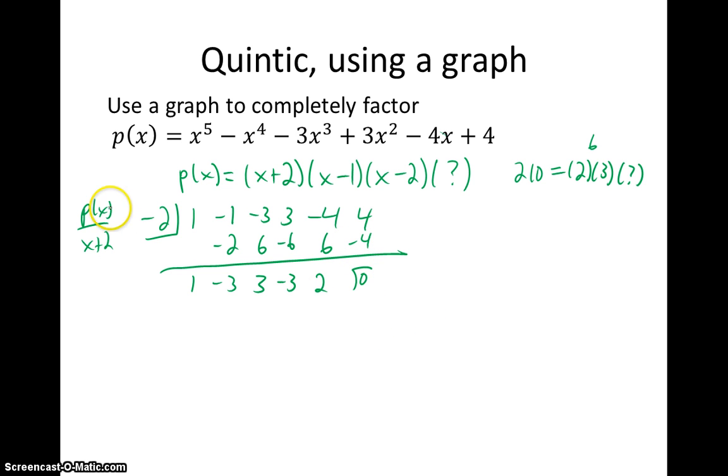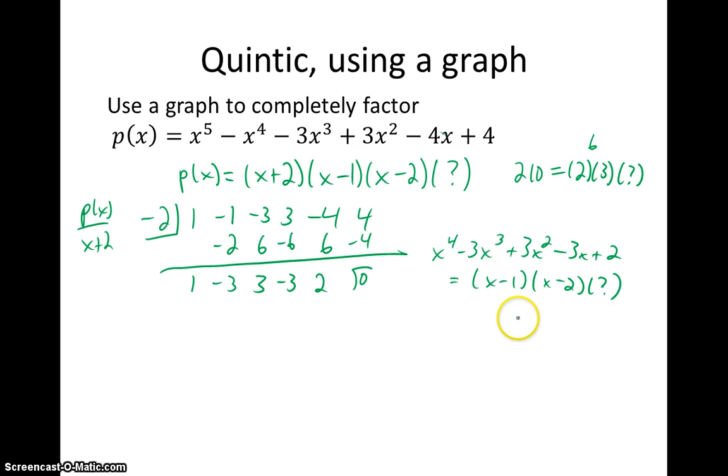So what I have right now is that I did my P of x divided by x plus 2. And it gave me this result. It gave me x to the fourth minus 3x cubed plus 3x squared minus 3x plus 2. So what this is equal to, so we divided out the x plus 2. That's gone. So this is still equal to x minus 1 times x minus 2 times our question mark.